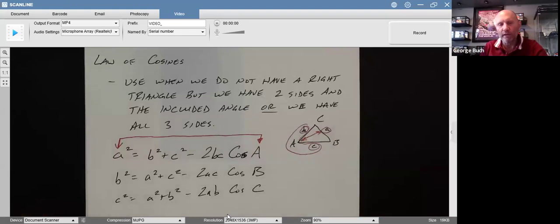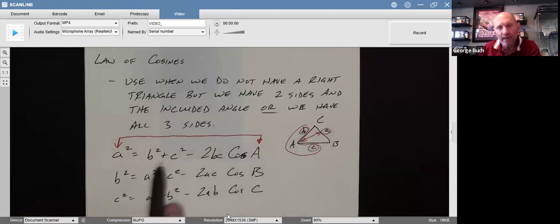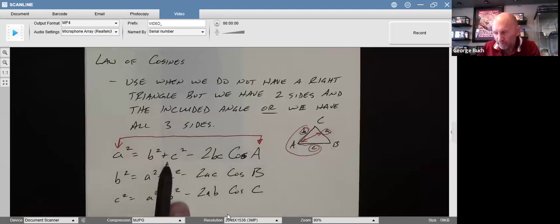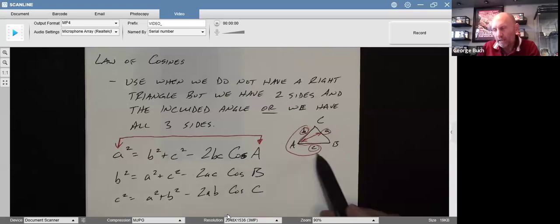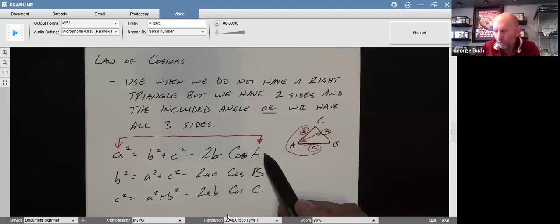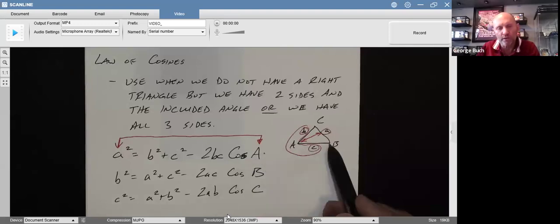And so again, when we're setting this up, just be careful that the side you're finding is the one across from the angle that you have. Or if you're given all three sides, you're finding that angle. So let's say I was given side A, side B, side C. I can find angle A using this first equation. I can find angle B using the second equation and so forth.